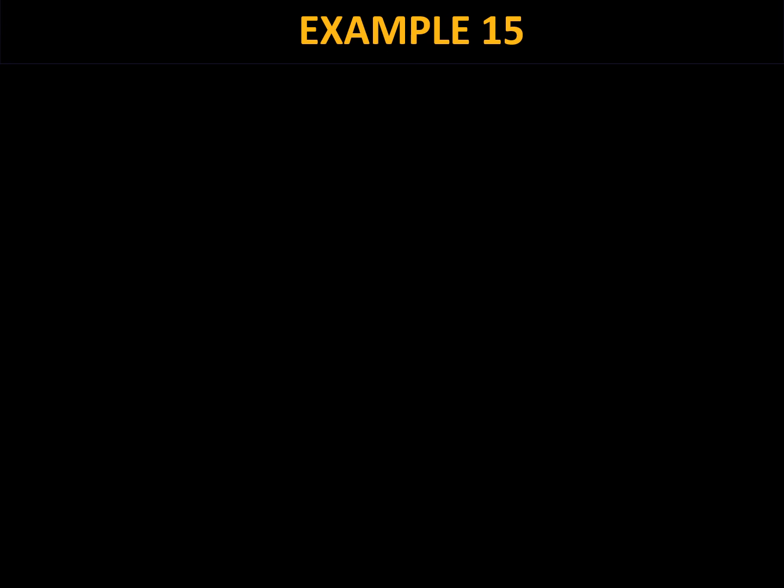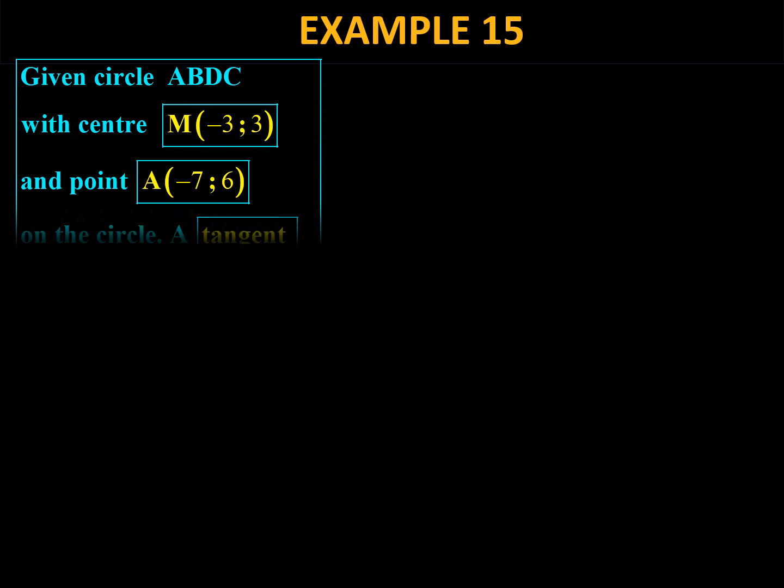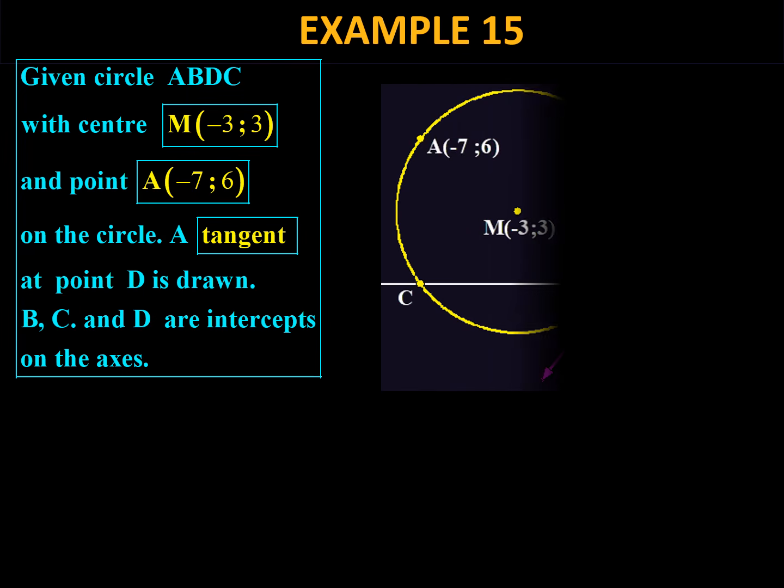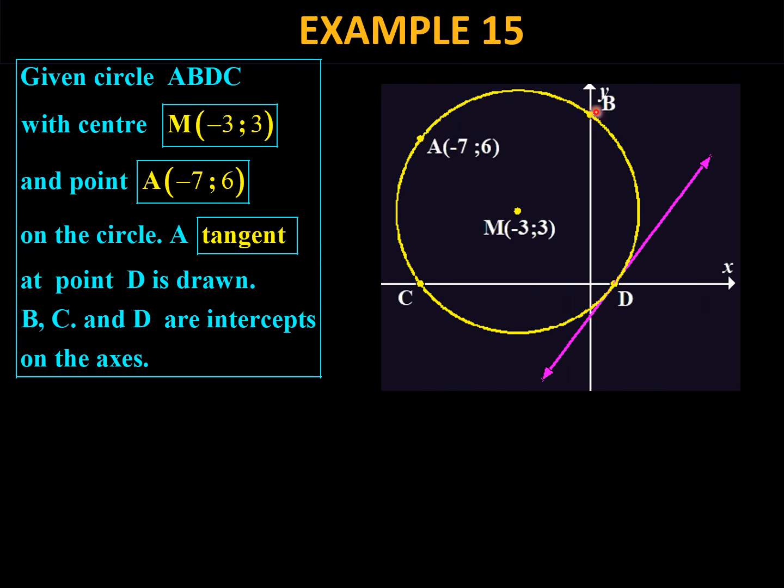Let's look at one more problem here. We have a given circle, ABDC. We look at the diagram. You can see there, ABDC, right? And we have a center which is given in there, -3 and 3. And we have point A, there's point A on the circle. And you want a tangent at point D. So we've got a tangent here at point D. And C and D are x-intercepts and B is a y-intercept.